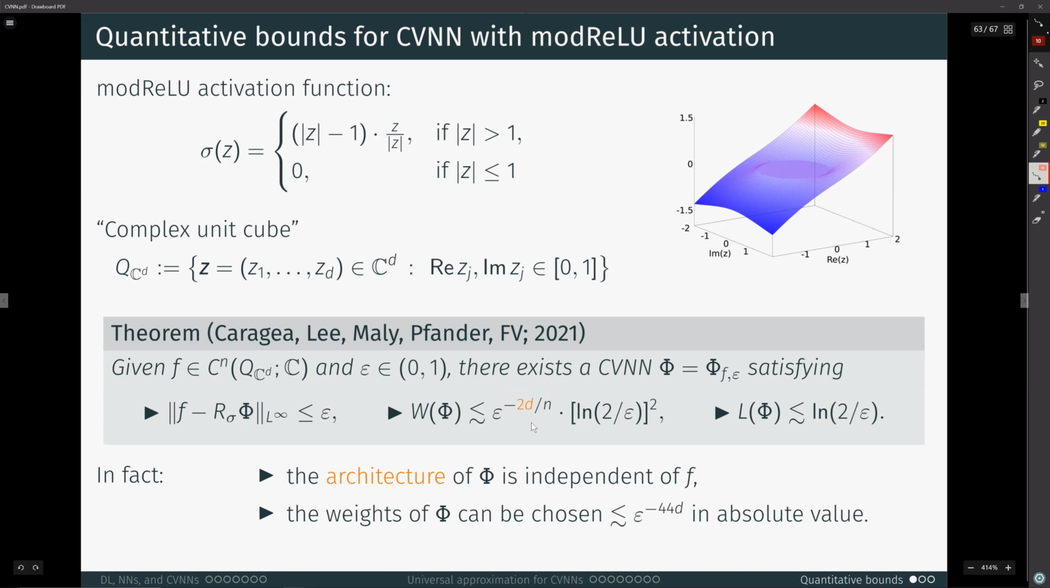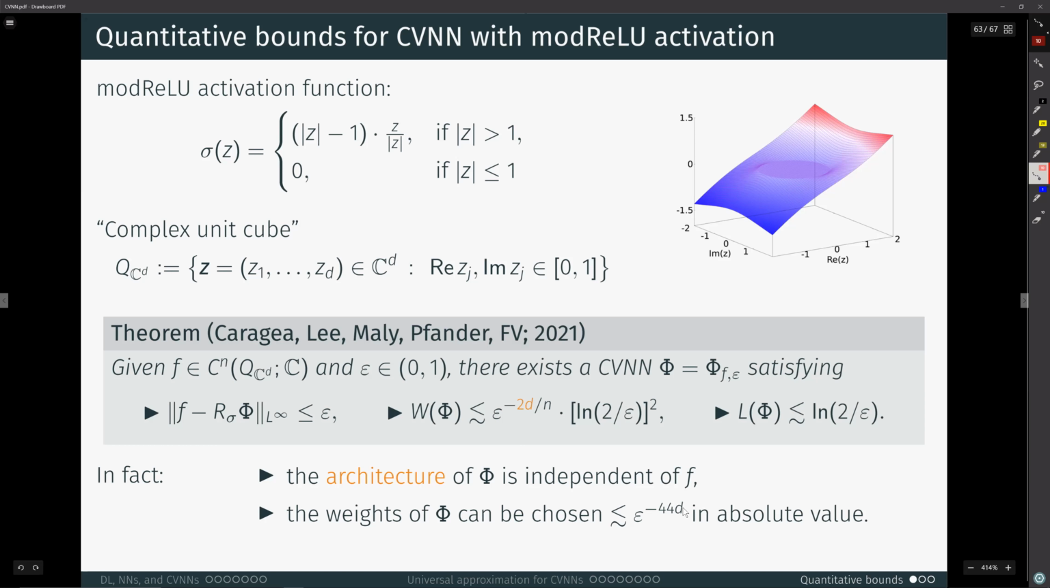Okay, so two more details. You can actually choose the architecture of the network to be independent of the function you want to approximate, so just the choice of the weights will change. And the other thing is you can actually control the weights. Each weight of the network will be bounded in absolute value by epsilon to the minus 44d. We didn't really try hard to optimize this, but it somehow blows up at most polynomially in epsilon.